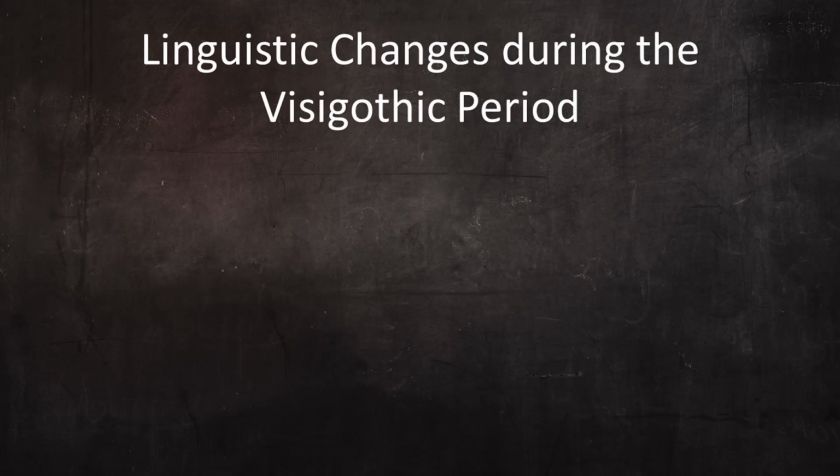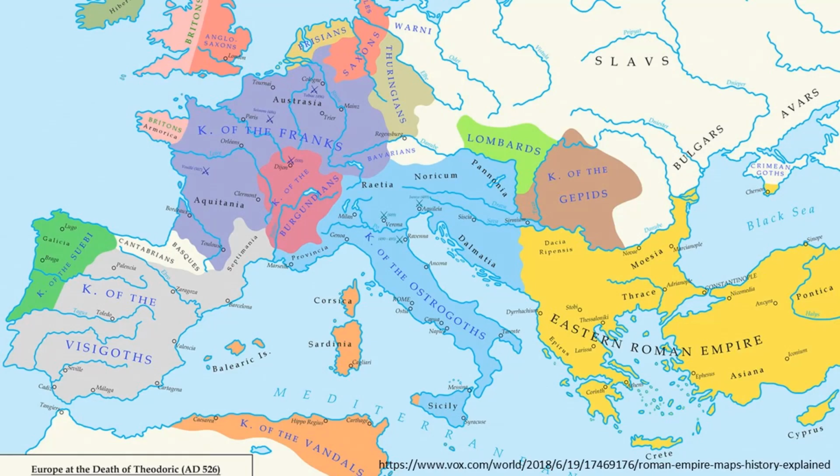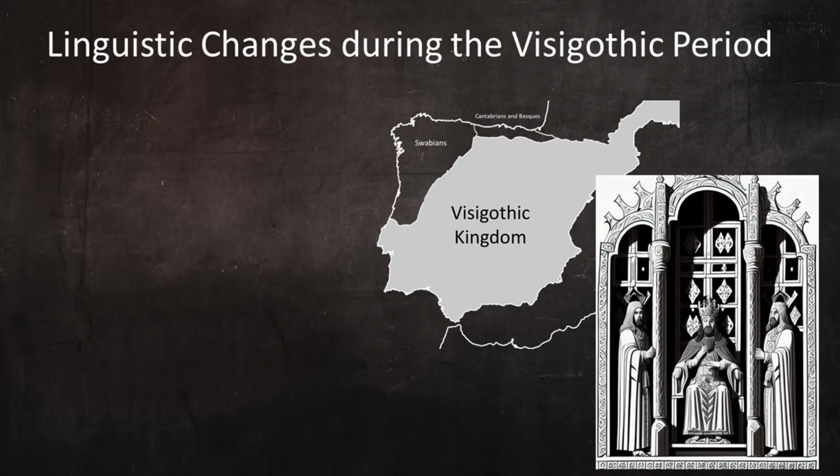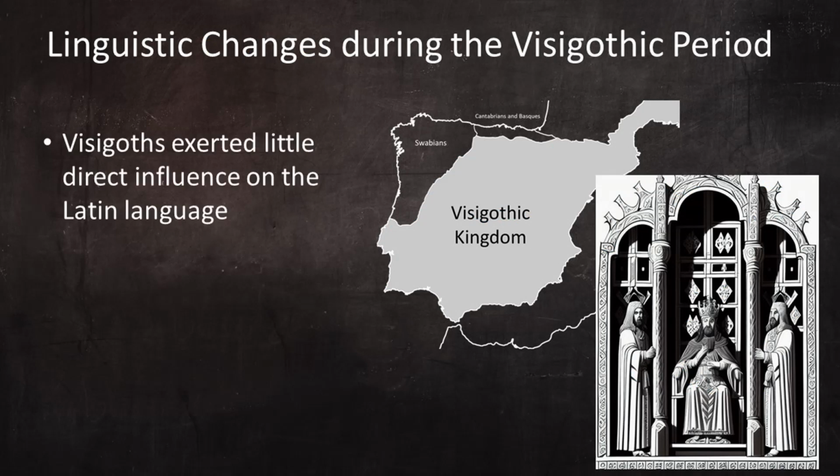Linguistic changes during the Visigothic period. The decline of the Western Roman Empire precipitated the fragmentation of the Latin-speaking world and gave rise to several Germanic kingdoms, including the Franks in Gaul, the Ostrogoths in Italy, and the Visigoths in Iberia. This fragmentation sped up the process of linguistic differentiation between regions, as interactions among speakers of various Latin dialects dwindled. Despite these shifts, it's widely acknowledged that the Visigoths exerted little direct influence on the Latin language as it was spoken in Iberia.